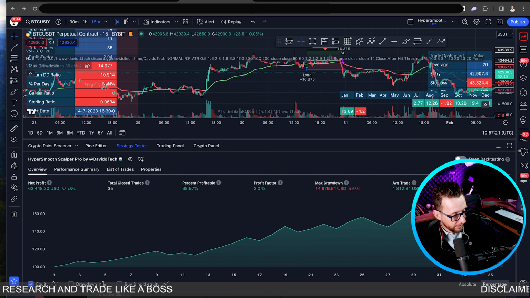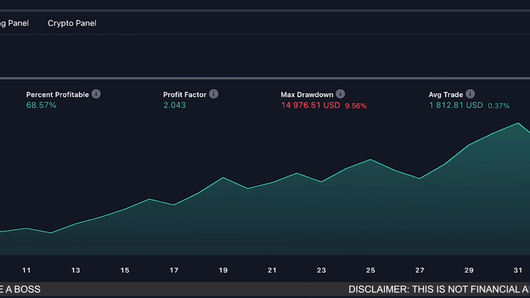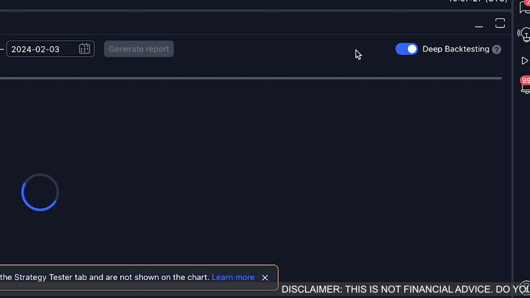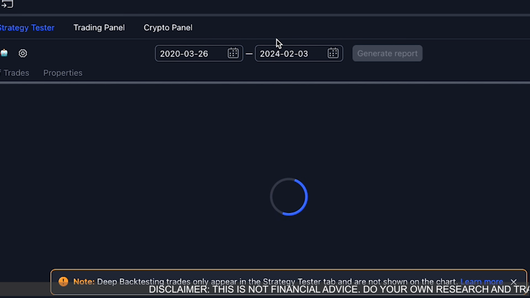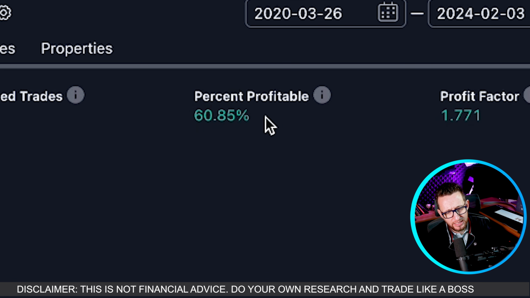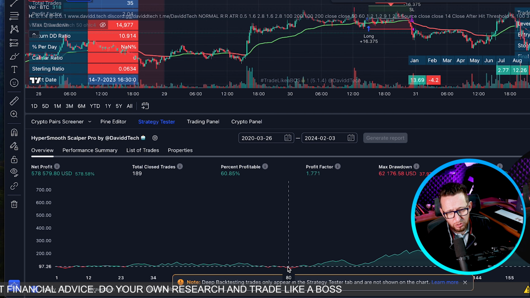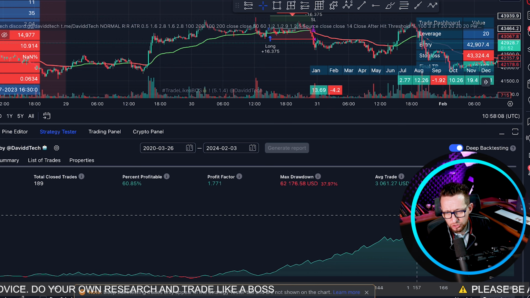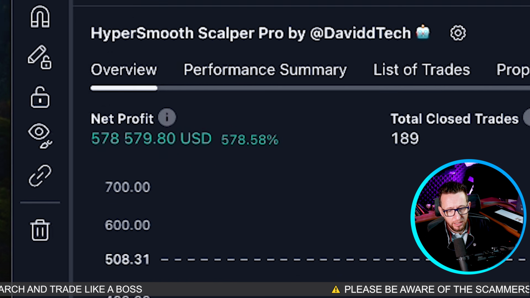Let me remove myself from the screen very quickly so you can see that equity curve. The equity curve looks great. I'm going to backtest this so we can see right way back to 2022, the 26th of March. Boom. So as you can see, the win rate is now at 60%. The equity curve was extremely flat for a long period, but then just took off as trading, obviously volume increased maybe.